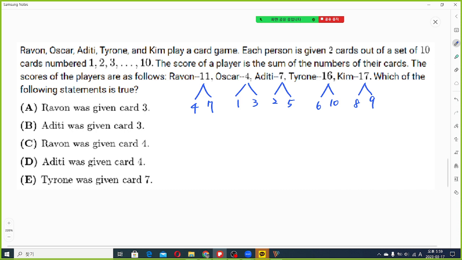So which statement is true? If we make this sum using these cards, which statement is true? Is statement A true? No. Raven was given code four, so C.